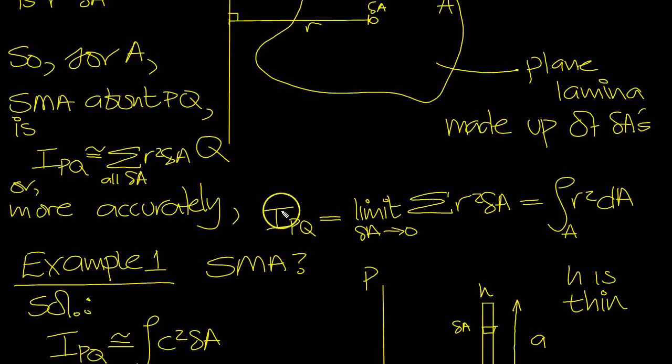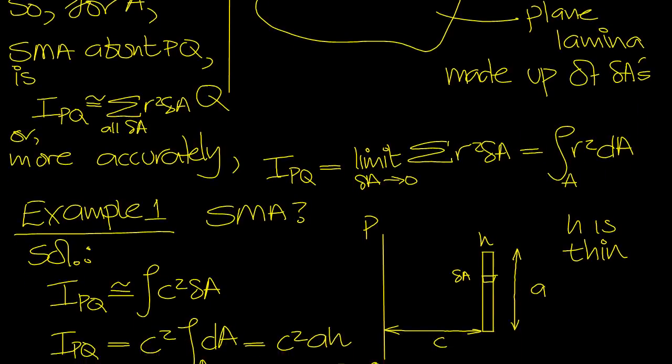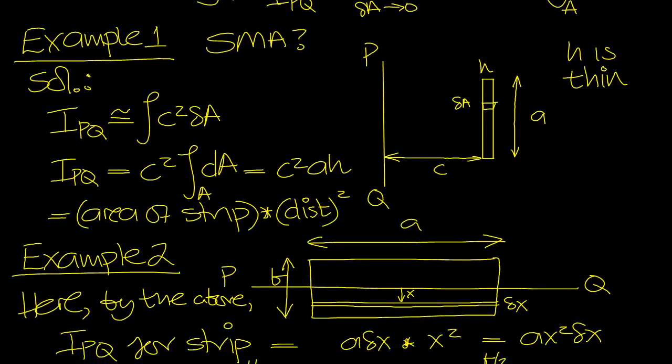So I_PQ, the second moment of area of this laminar strip about the axis PQ, is the limit as delta A tends to 0 of all these segments. In other words, it's the integral over the area of r squared dA. So, with those principles in mind, let's have a look at the first example.